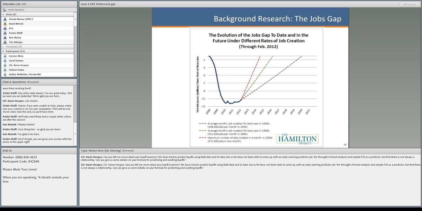And I think this can be a fairly sobering graph, because as you take it apart, what you'll see is that if we were to create jobs at the best monthly rate from the 1990s, which was 321,000 jobs in a month, we would recover to pre-recession levels in about 2016. If we were to create jobs at the best monthly rate in the 2000s, which was 208,000 jobs, we would recover in late 2020.